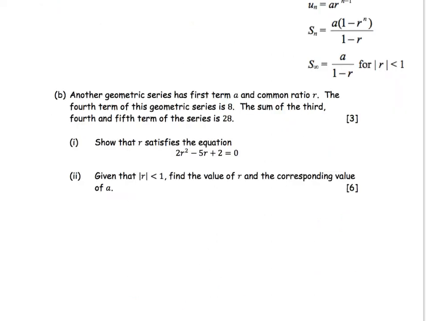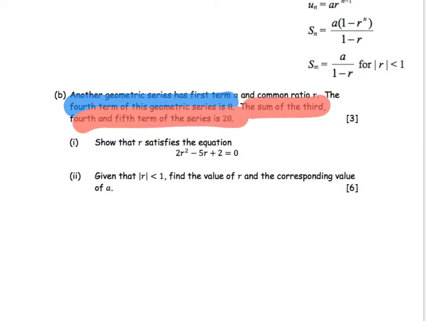Okay, so we're told this geometric series has first term a, well we know all this stuff, has first term a and common ratio r. The fourth term is a and the sum of the third, fourth and fifth term is 28.